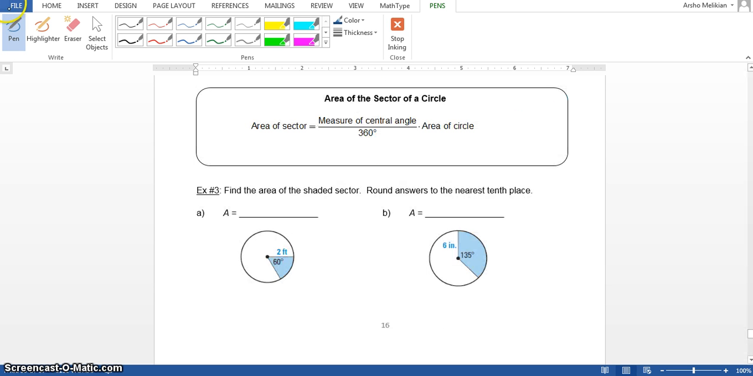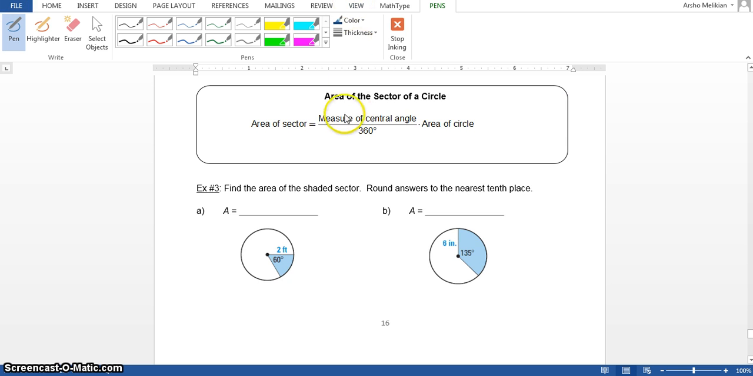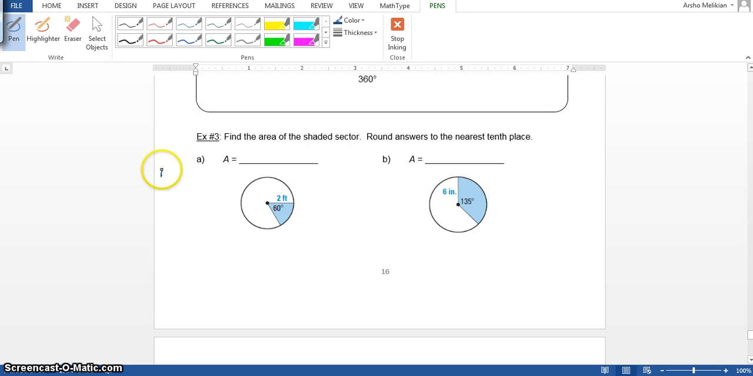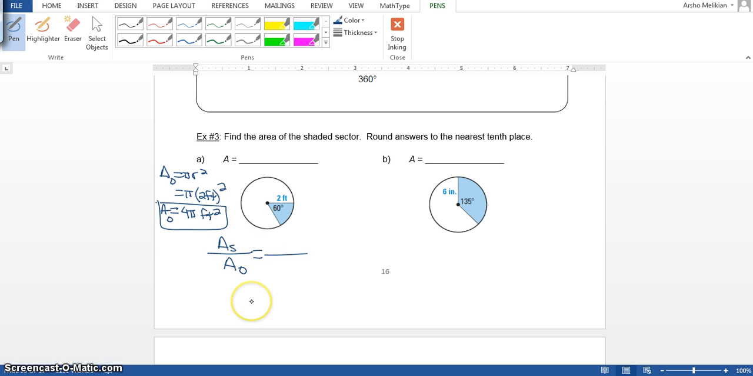Now, the first thing I want to do is find the area of the entire circle. Can we do that? Area of the circle is pi r squared, which is pi times 2 feet squared. So area is 4 pi, which is how I'm going to leave it, just 4 pi square feet. This is the area of the circle. Now, I'm going to do partial over full. So the area of the sector over the full area of the circle is the same as the partial angle, which is 60.